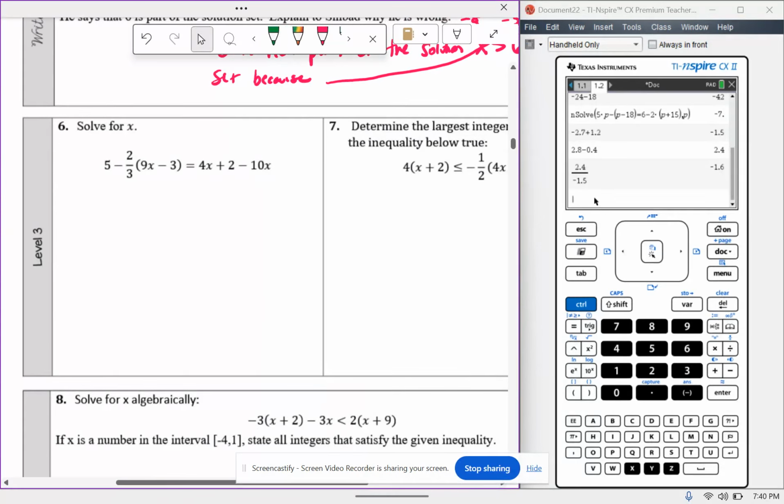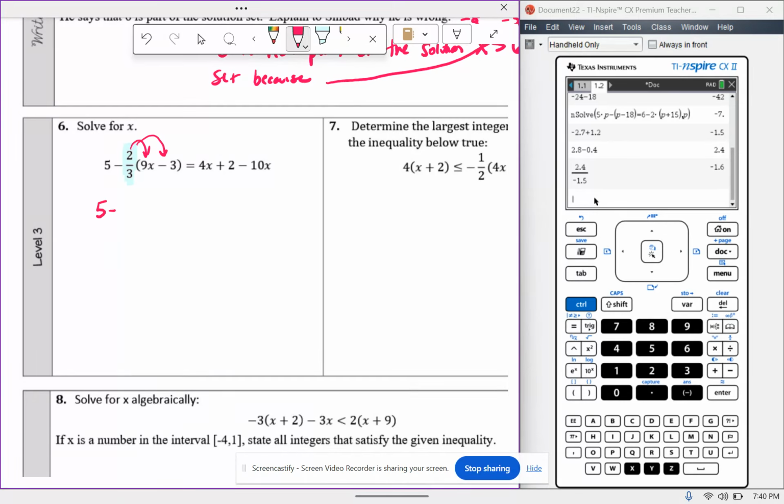Let's do question 6. It says solve for x. Okay, so it looks like it's a little harder because there's a fraction now, but that's okay because we're never scared, right? We got this. So first I'm going to try to combine the like terms on either side of the inequality after I distribute. I see this number outside of parentheses, so I'm going to distribute.